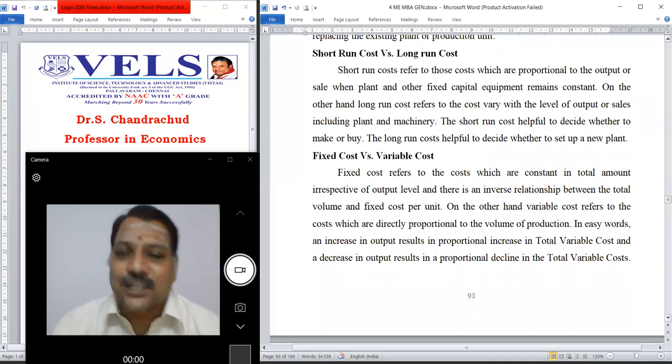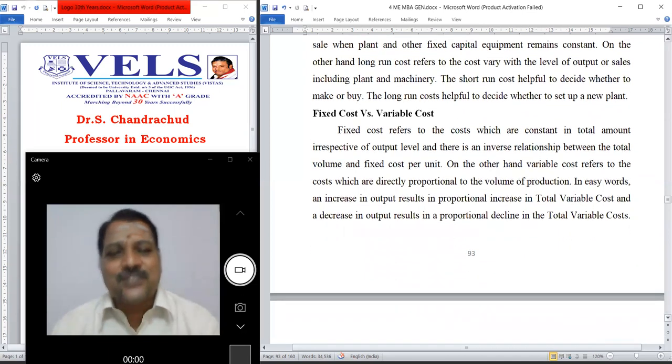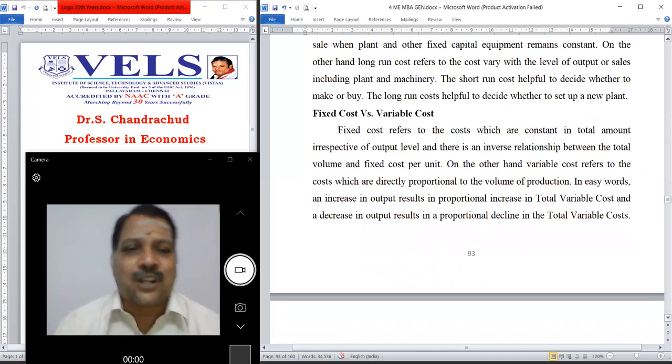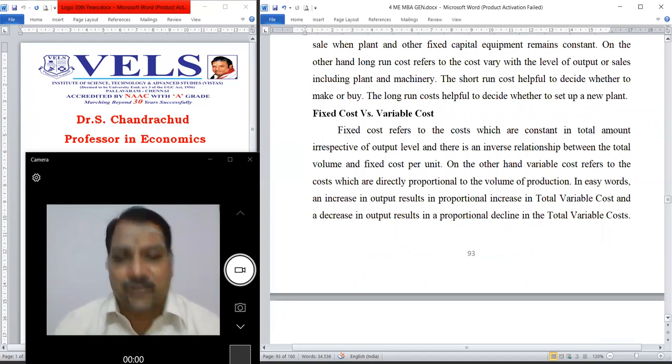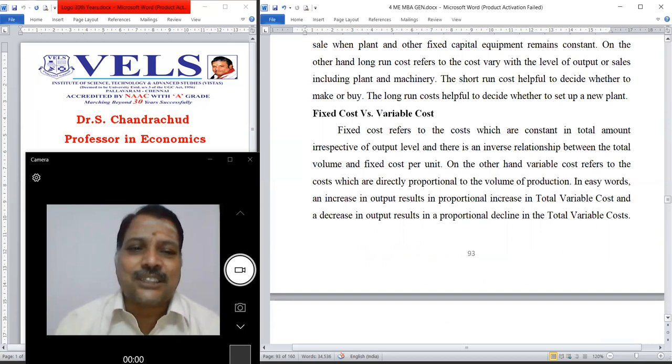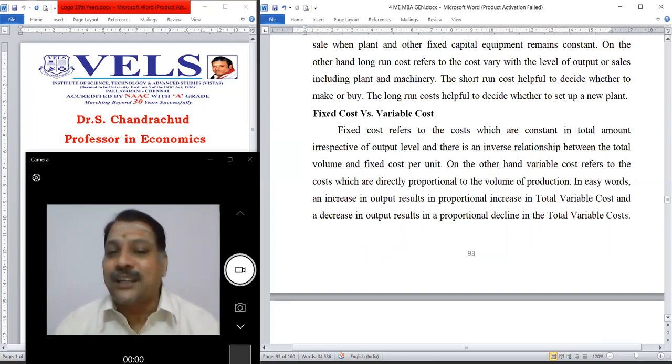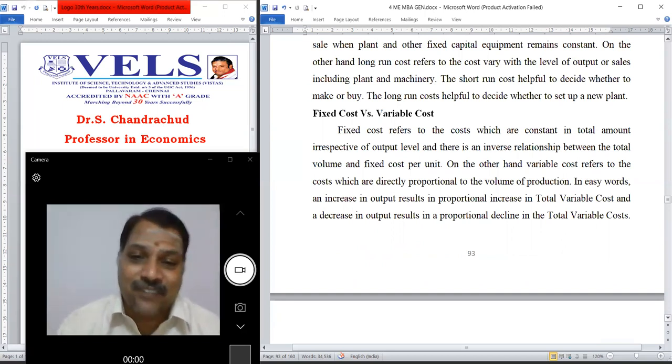Then fixed cost versus variable cost. Fixed cost refers to the costs which are constant in total amount irrespective of output level. And there is an inverse relationship between the total volume and the fixed cost per unit, because as output increases, the value of average fixed cost will be low, but it never reaches zero.